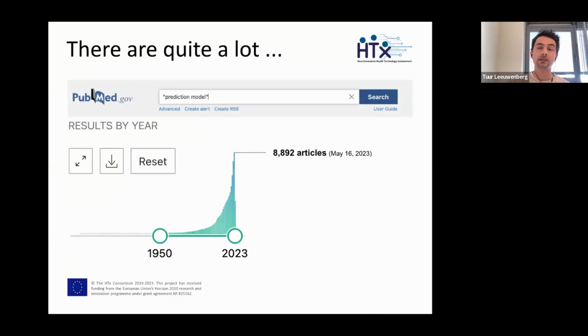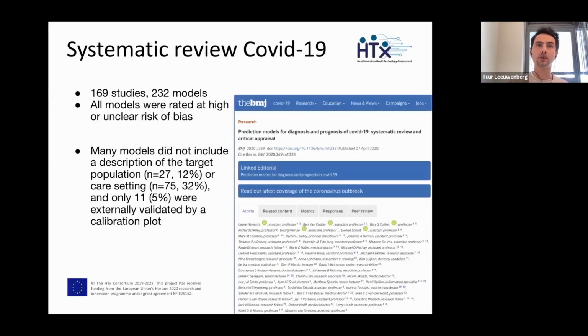There are really a lot of prediction models being developed. As you can see, there's a lot of research published about this. This is only one term that I used here, and this is definitely not everything. But not everything that is being developed is always of high quality.